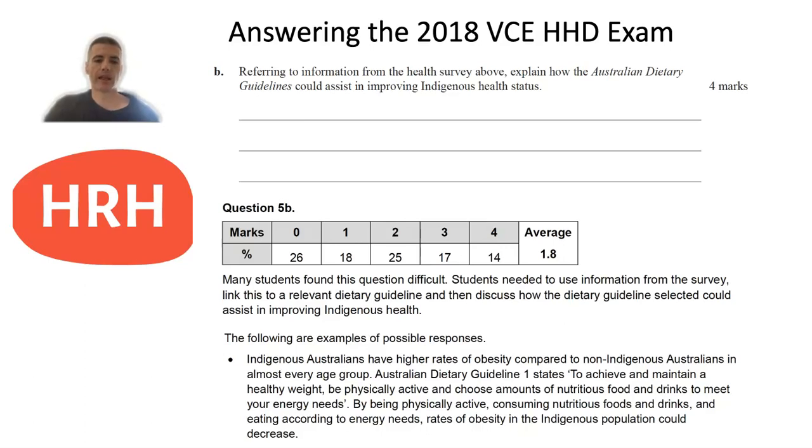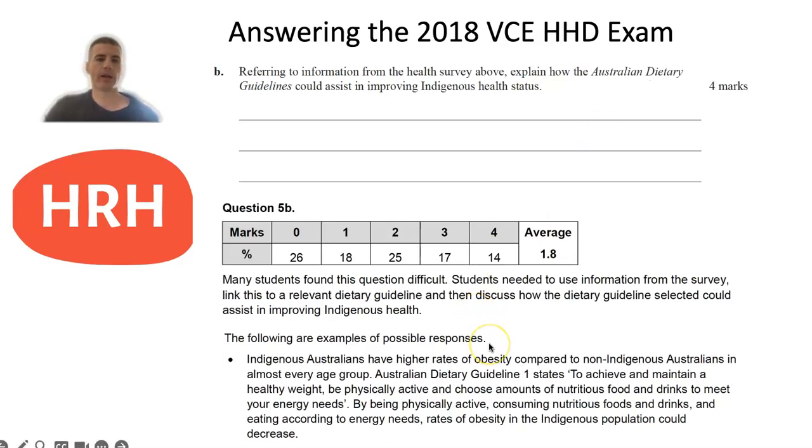And then they've made a link. They've said by being physically active, consuming nutritious foods and drinks, and eating according to energy needs, rates of obesity in the Indigenous population could be decreased. So make sure if you've got a question about the dietary guidelines that, if you can, you state the number and the dietary guideline in full, and then make the relevant link.